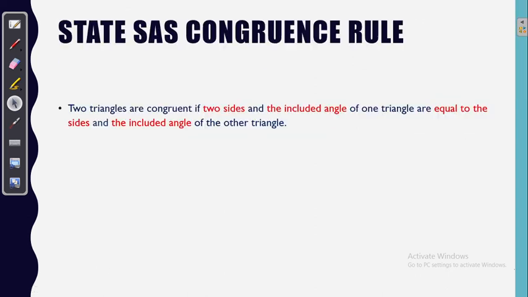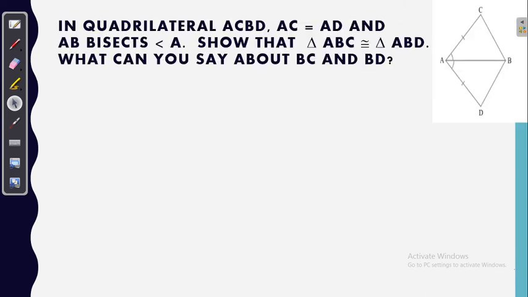Okay, is this clear for all? Now I have homework for you. Can we solve this? This is very simple. Okay, I will give you one minute. Quickly tell me how we can solve this. So, we need to prove that triangle ABC is congruent to triangle ABD.